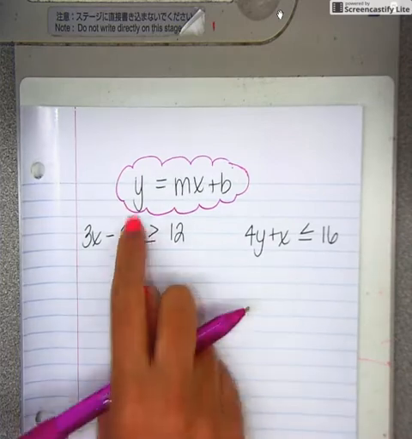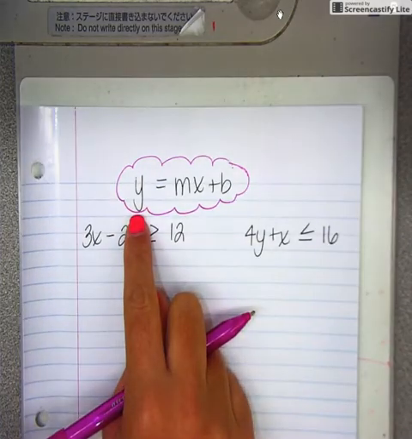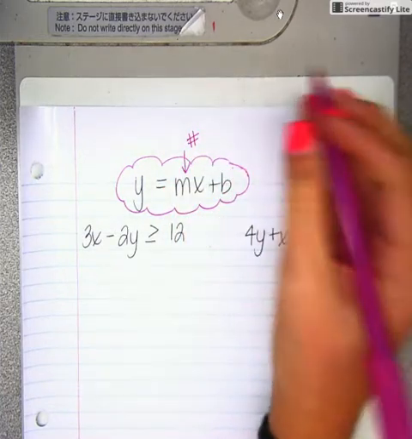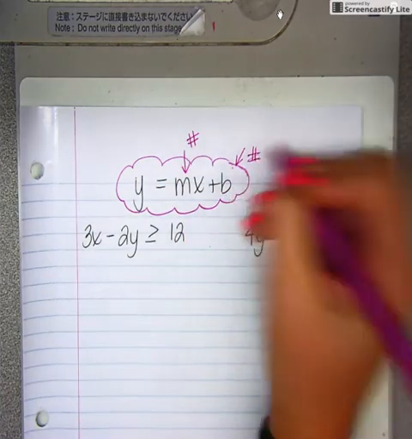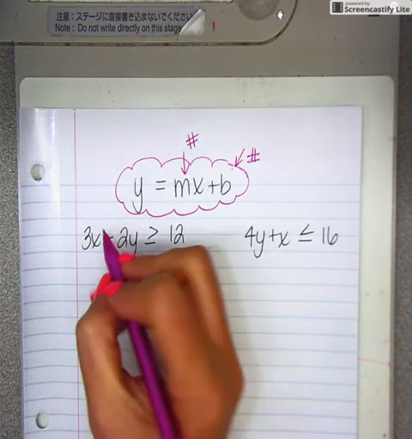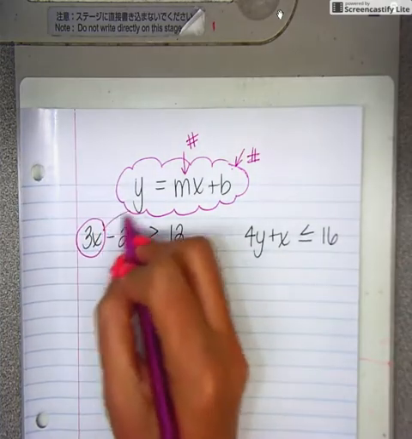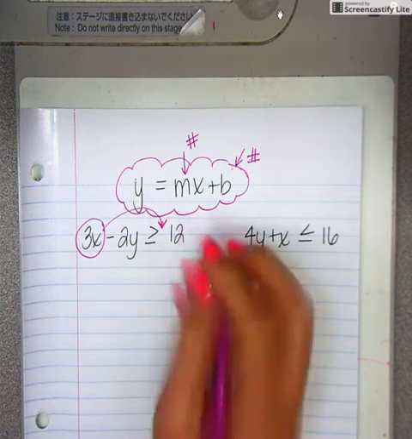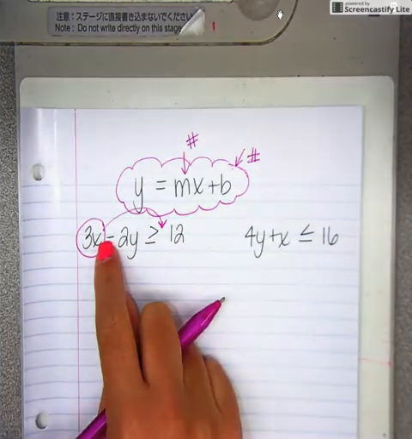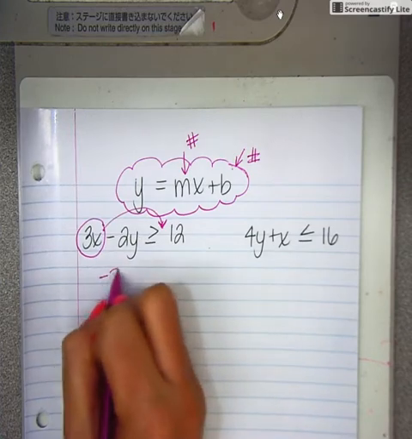Okay, y you will see is always on the left and it's always by itself. M will be some kind of number, and that is your slope, and b will also be some kind of number. All right, so in order to look at our first one and rearrange, I need to move my 3x first. Anytime you cross the sign, in this situation it's an inequality, you're going to change the sign of what you moved. So everything else stays the same.